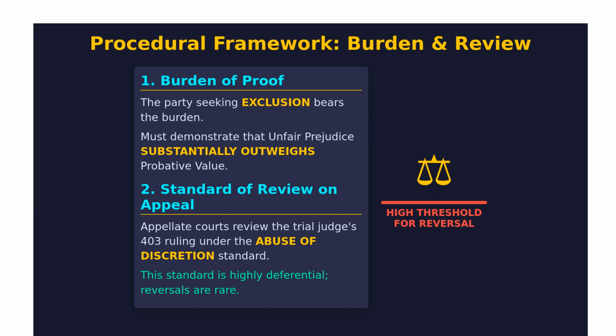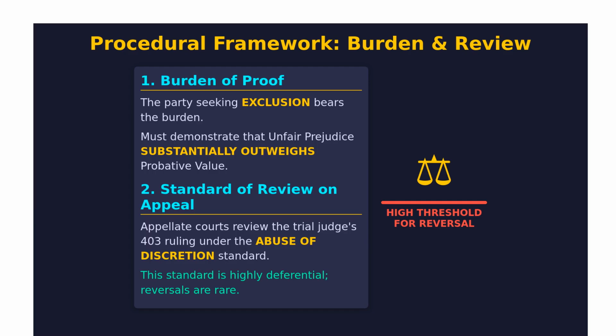When evidence is offered, the general presumption favors admissibility. Therefore, the party seeking to exclude the evidence, the party arguing Rule 403 applies, bears the burden. They must affirmatively demonstrate to the trial judge that the danger of unfair prejudice substantially outweighs the probative value. This is a heavy lift.